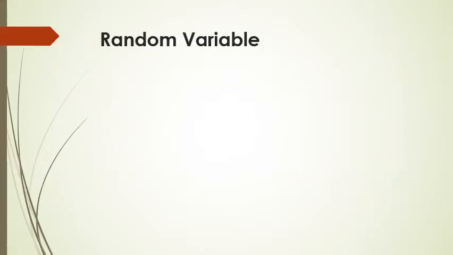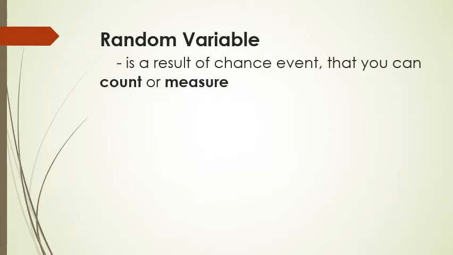What is a random variable? A random variable is a result of a chance event that you can count or measure. So this variable is quantitative. When we say quantitative, it involves numbers, so it can be counted or it can be measured.